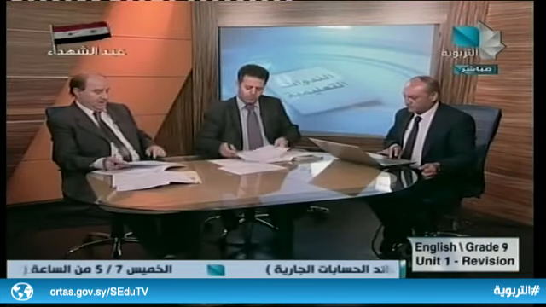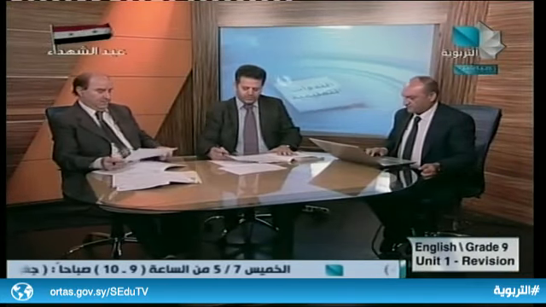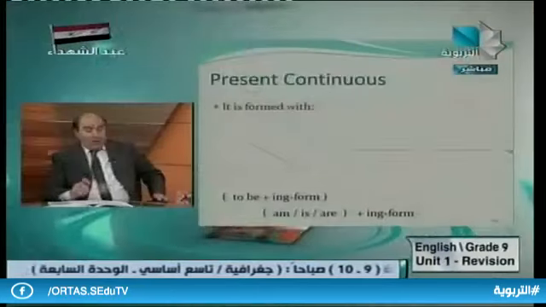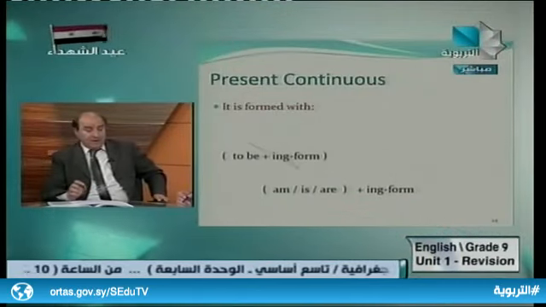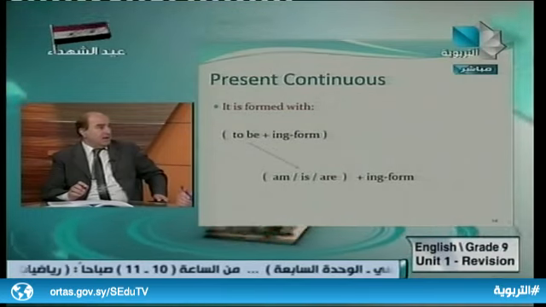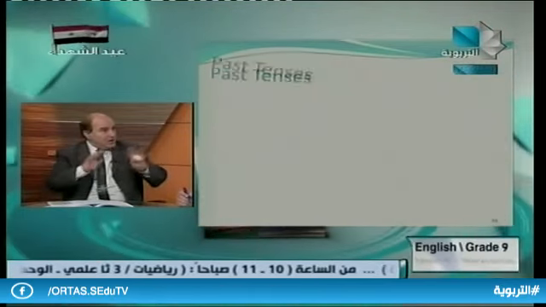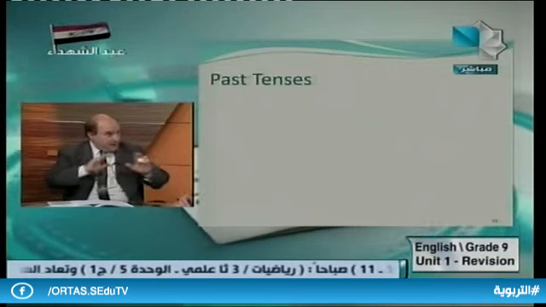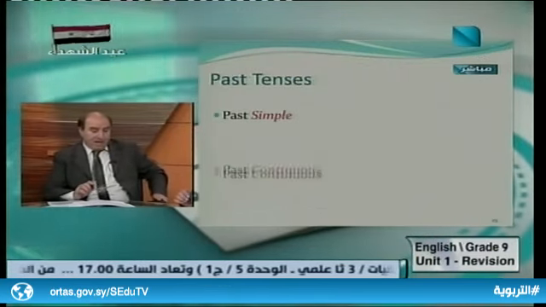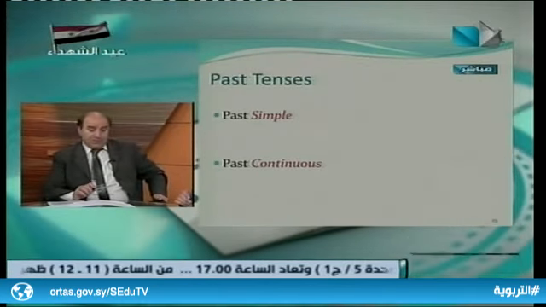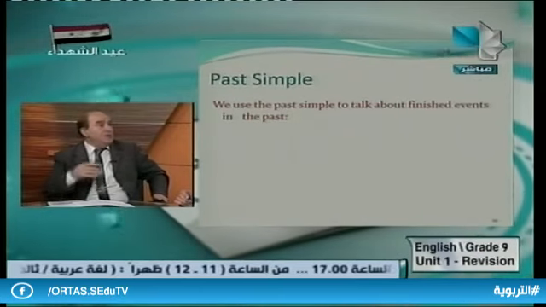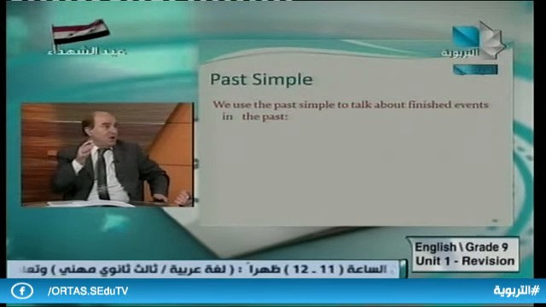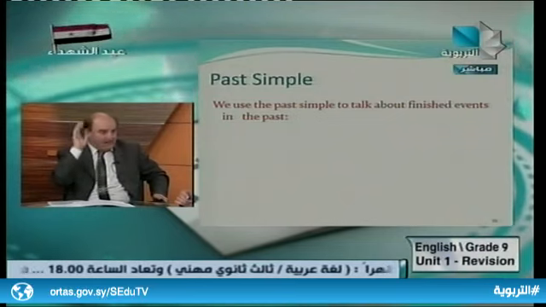Let's now move back to the past simple. So we talked about the present simple, now we come to the past simple. We use the past simple to talk about finished events in the past, the events that happened and finished in the past. Example: he moved to Canada when he was 5. The action of moving is over, it happened in the past.